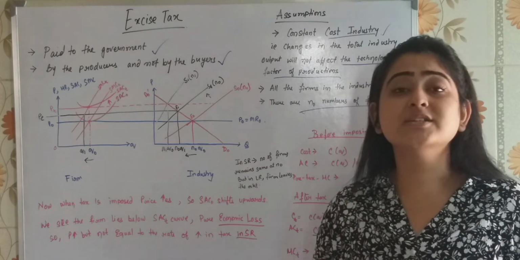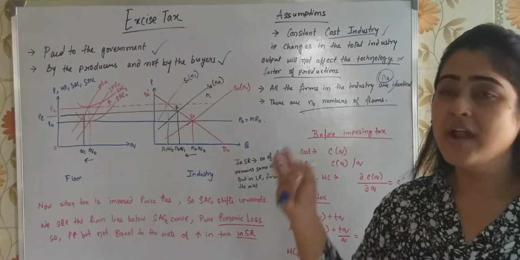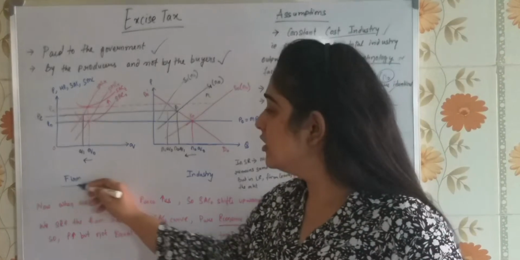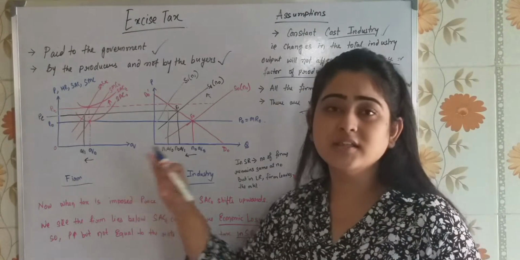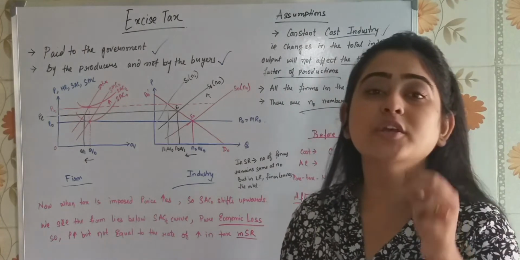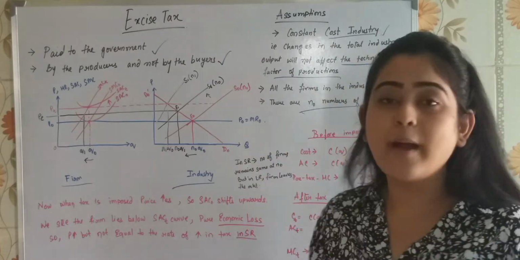So now we will discuss on the basis of diagrams and we will have a good analysis. I have taken here two things. One is the firm, another is the industry. Now the firm's quantity is only small q naught. The industry's quantity is capital Q.